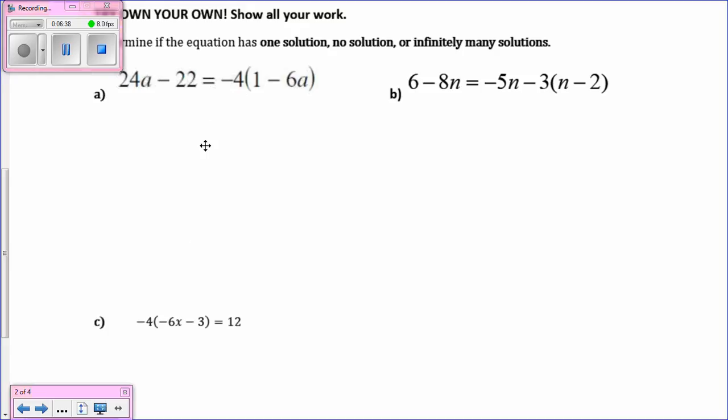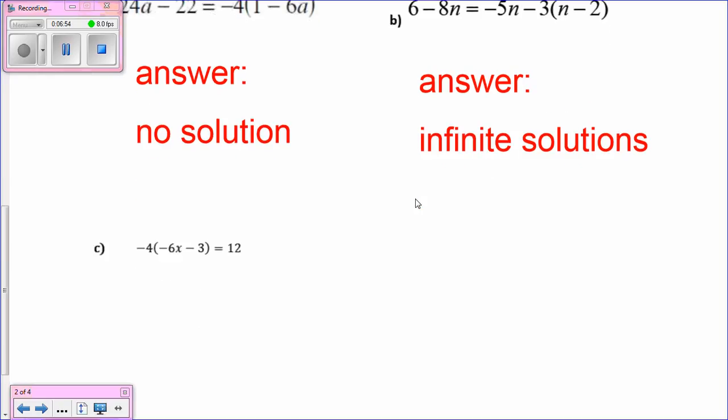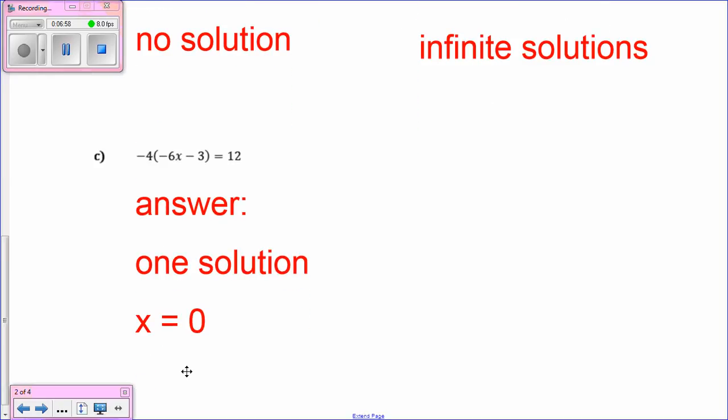Welcome back. So, A, you should have gotten no solution. Nothing would work for A. B, we got infinite solutions, meaning when I solve this all out, I get rid of the x, and I still have a true statement. And C, I actually have one solution, and that solution is x equals 0.